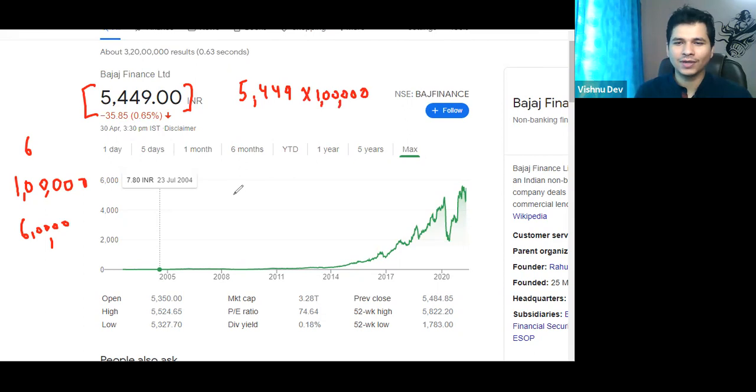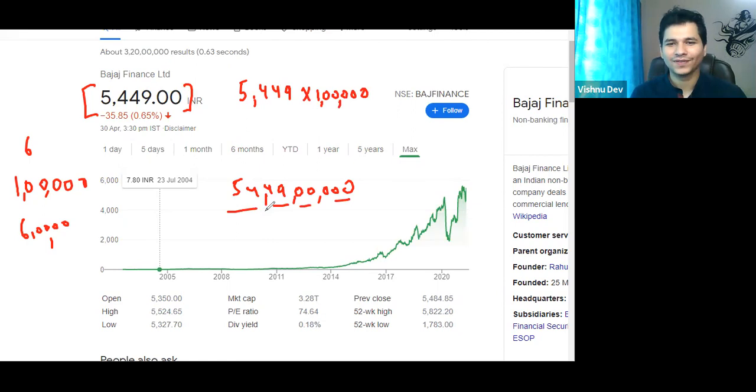How many zeros? 5449 and then 0 0 0 0 0. So why will you multiply by this 54? Because you bought 1 lakh shares. Simple. So your 6 lakh will become how much? So 54 crores. In how many years? In how many years? So 21 years.